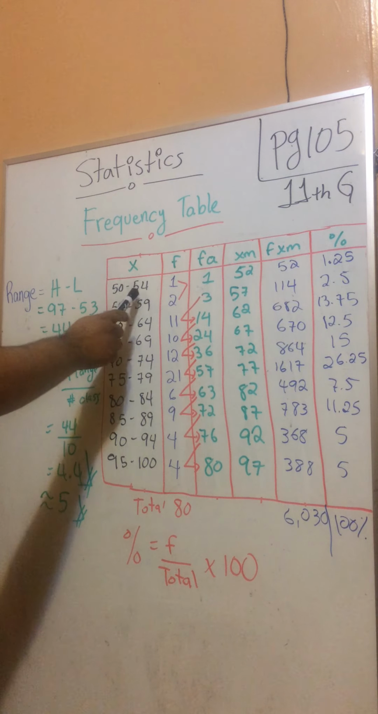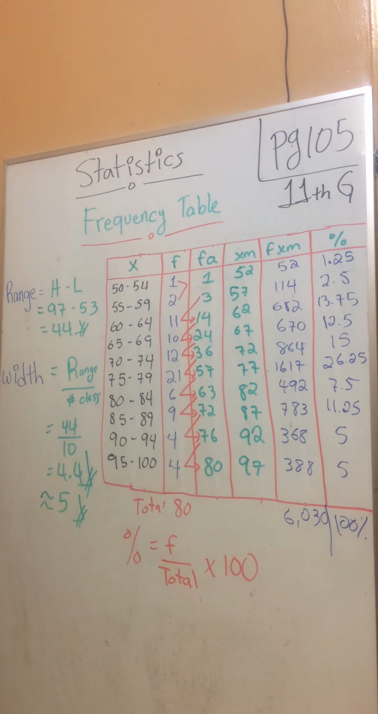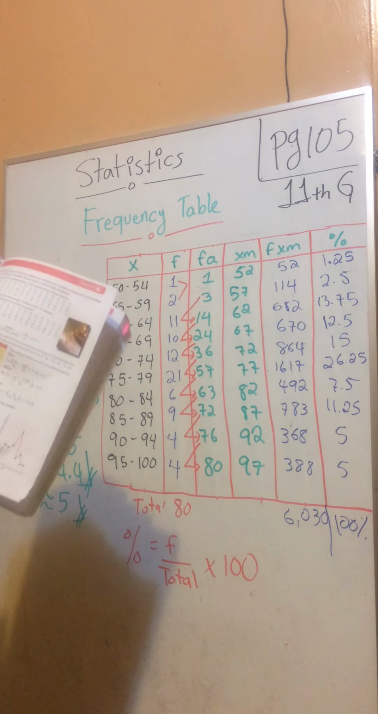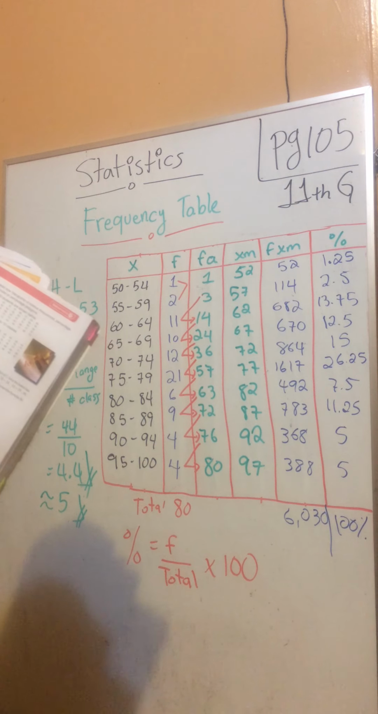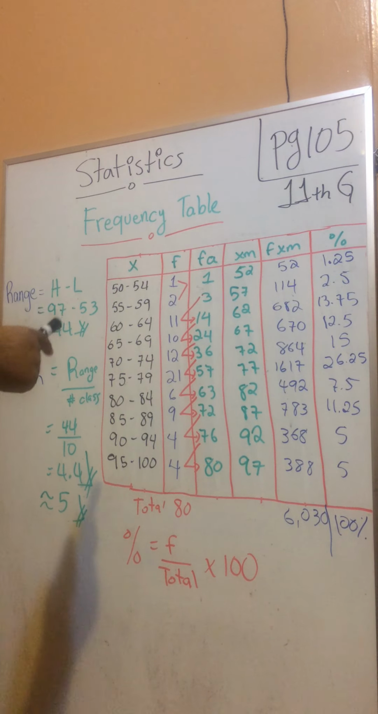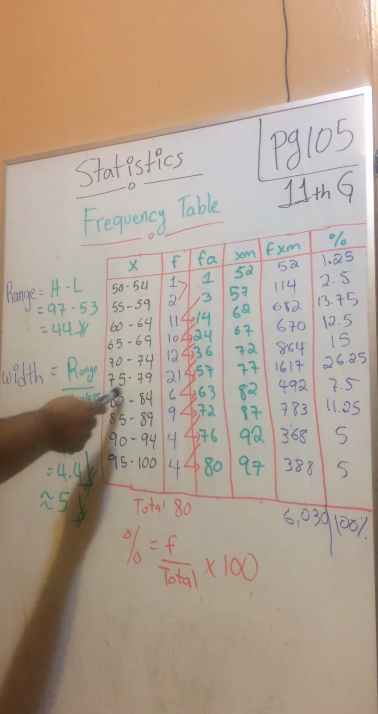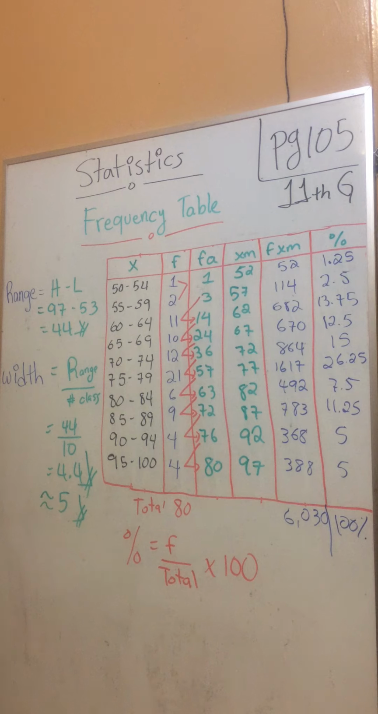Once we have the ranges, we start with the frequency. The frequency, we got it from the data pool. We go to page 105, and then we count all of this information. From 50 to 54, we have one frequency, one student. 55 to 59, 2. 60 to 64, 11, and so on. These are just the amount of numbers that are between these ranges.